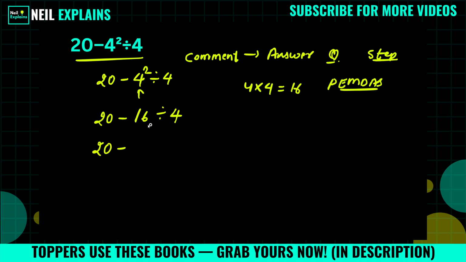Now 20 minus, when we divide 16 by 4, we will get 4. And in the next step, when we subtract 4 from 20, what we get? 16. So here the answer is 16.